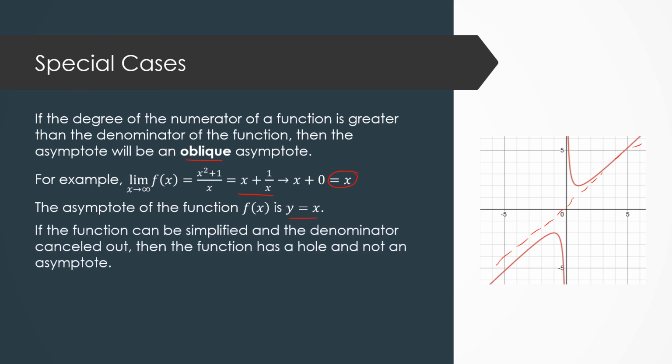Another special case is if the numerator can be simplified and something will cancel. If that happens, then depending on the function, you may or may not have an asymptote. You may just have a hole in the graph. So keep that in mind.